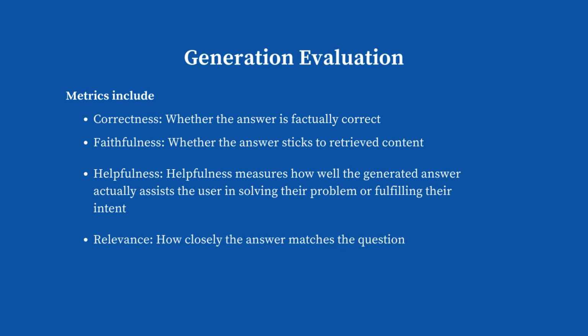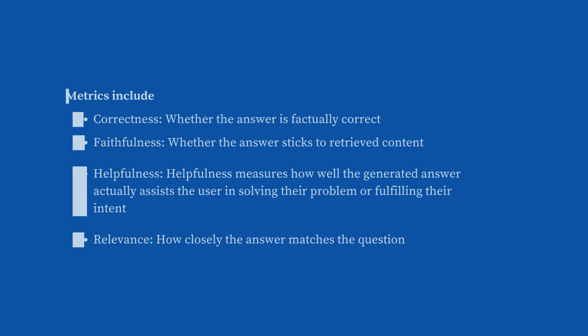This will be helpful, actionable. Next, relevance. How closely the answer matches the user's question. For example, if I give the query, what are the store opening hours? It should generate the answer. The store is open from 9 a.m. to 9 p.m., which is relevant. Last is groundedness. Ensures that the generated answer is supported by the retrieved documents and not hallucinated.